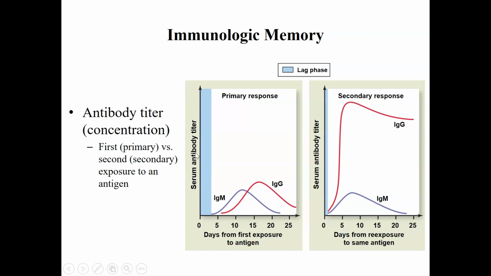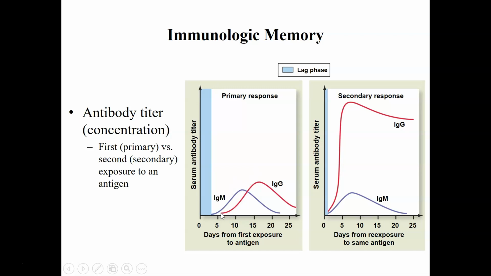This is measuring blood serum antibody concentration. That takes a week for all that to happen from the first exposure. It takes only a day or so for the second or any subsequent exposure. The other thing you should notice is the concentration of antibodies that are produced.